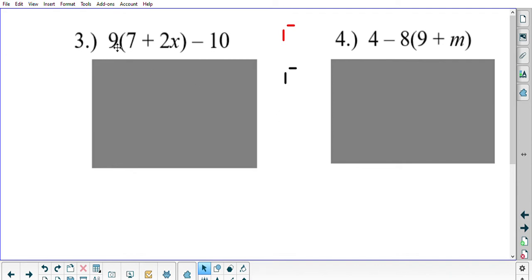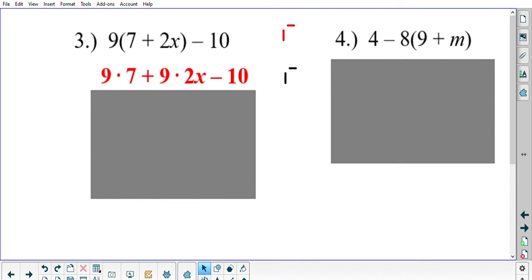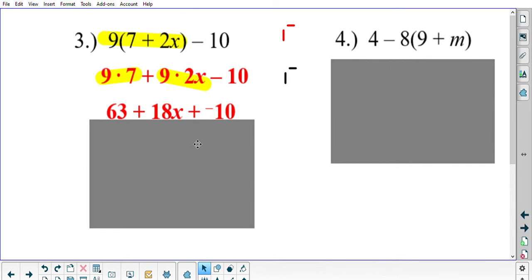So problem number 3, we have 9 times in parentheses 7 plus 2x. That's the distributive property part. You should have done that first: 9 times the 7 and 9 times the 2x, because that is the distributive property section of the problem. 9 times 7 is 63. 9 times 2x is 18x.